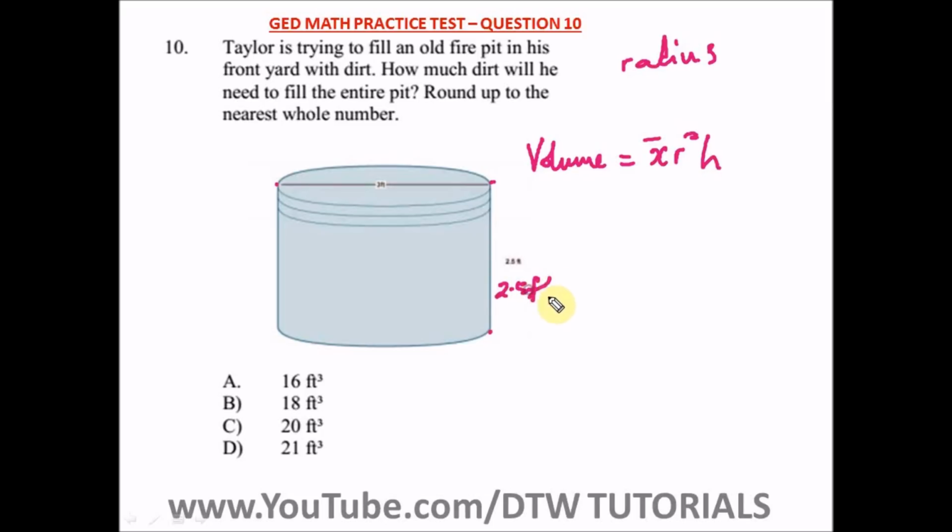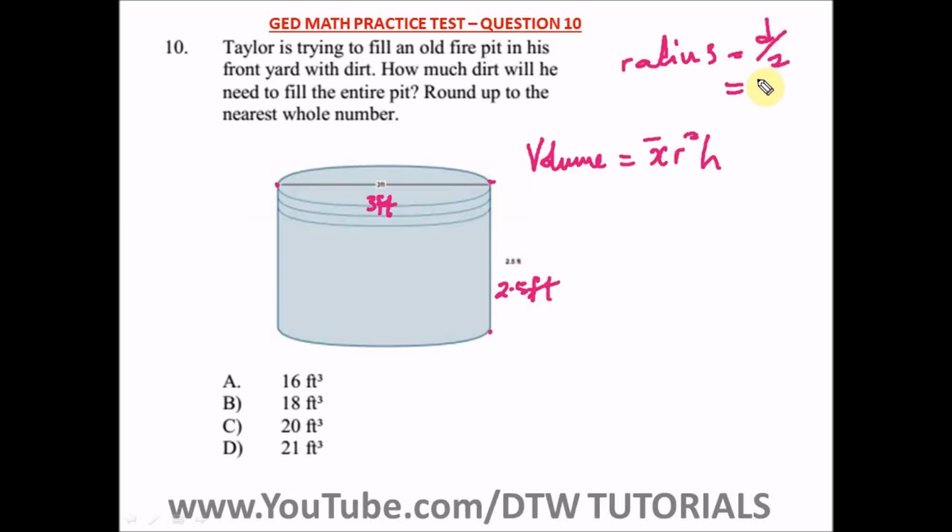The diameter here is, let me write this clearly for you, 3 feet. So from here to here, the diameter is 3 feet. To get our radius, how do we get our radius? Our radius is our diameter divided by 2. So what is our diameter here?